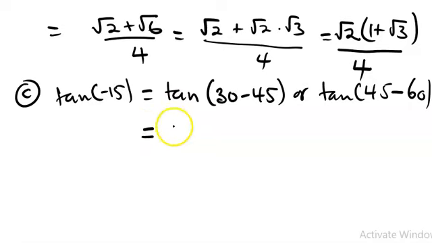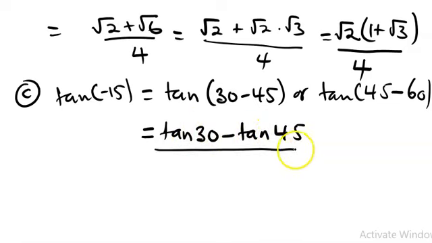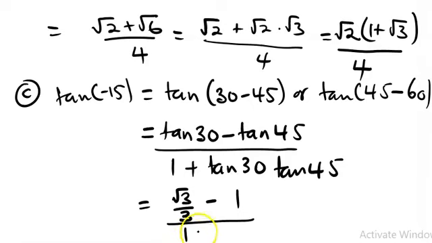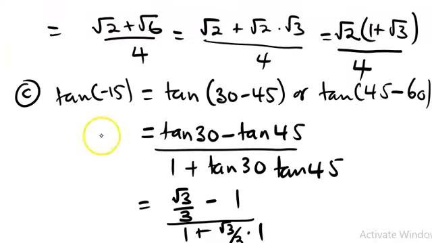So this is the same as, if it is minus, we have tan 30 minus tan 45 over 1 plus tan 30 tan 45. Okay, so tan 30 is root 3 on 3 minus tan 45 is 1, over 1 plus tan 30 is root 3 on 3 times 1. Okay, let's do further evaluations.